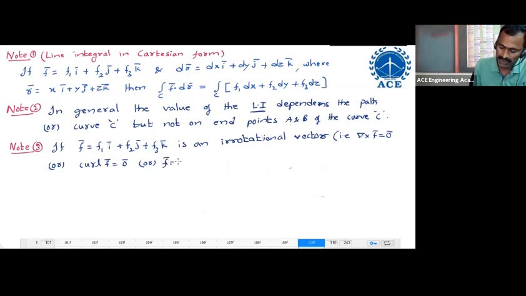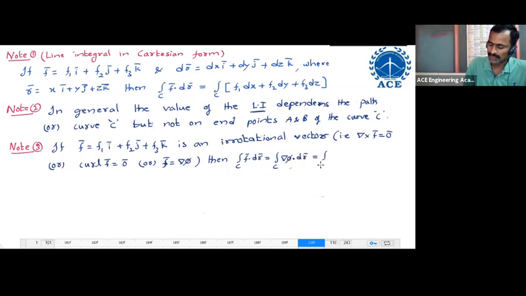f bar equal to del phi. If the function is irrotational, then it can be written as the gradient of some scalar function. Then integral over C f bar dot dr bar equals integral over C. When f bar is irrotational, f bar is replaced by del phi, the gradient of a scalar function, dot dr bar. This is equal to integral a to b del phi dot dr bar, which is d phi.